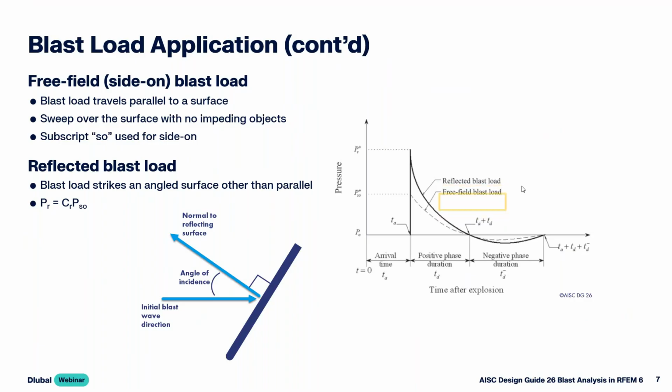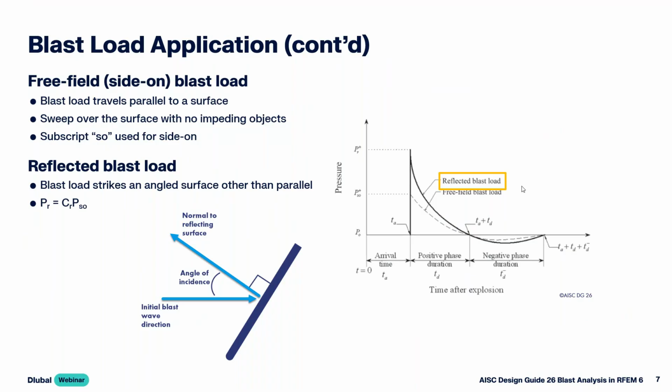Then we have the reflected blast load. This is where the blast load strikes at an angled surface other than parallel. So we certainly might see this for a wall that's oriented directly normal to the face of the blast load itself. And you'll notice that we have a reflected pressure, P sub r, that's significantly greater than our side-on. And this makes sense because it's closer to the blast and oriented normal to the face of it. We calculate P sub r with the equation shown here. So we take the side-on pressure, the incident pressure, and we multiply by what we call the reflection coefficient, C sub R.